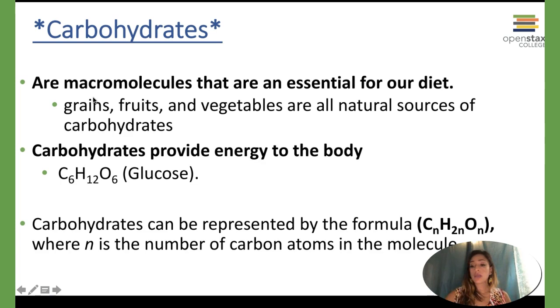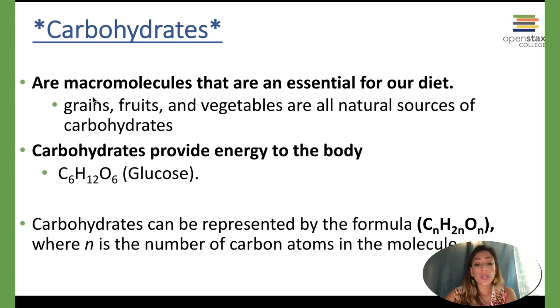So the first macromolecule we're going to be talking about today is the carbs. Like I said, carbs, lipids, proteins, and nucleic acids. The carbs are macromolecules that are essential for our diet. They come in all different forms: grains, fruits, vegetables, and all of them come in different natural sources and varieties.